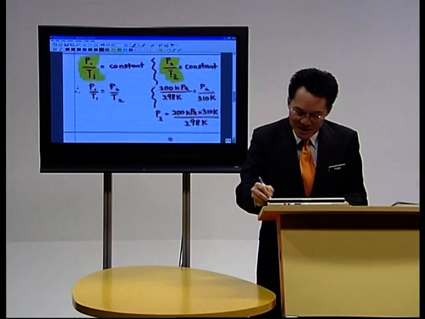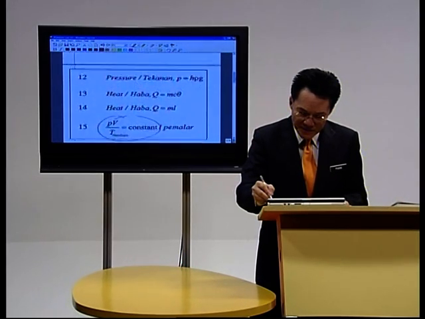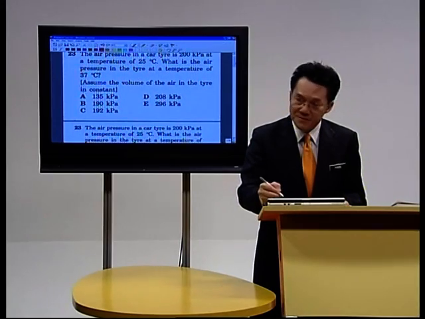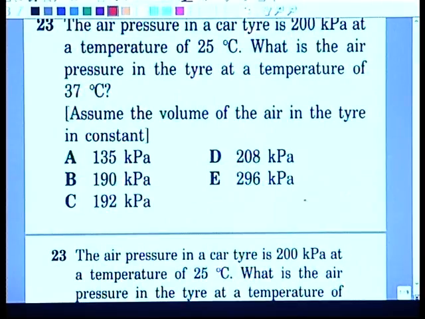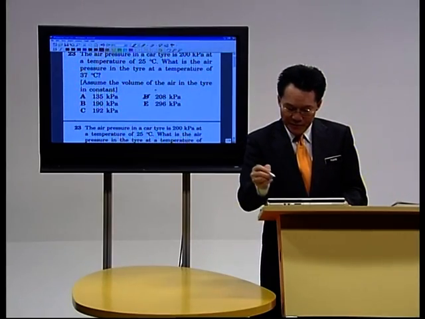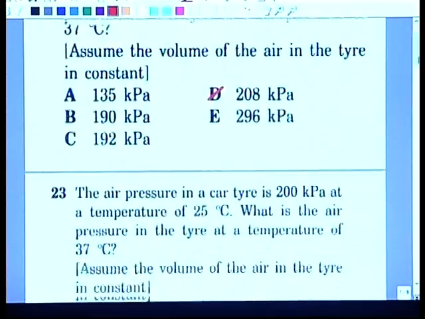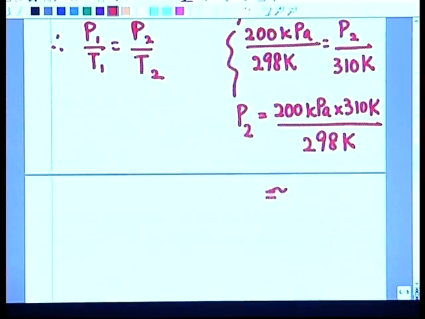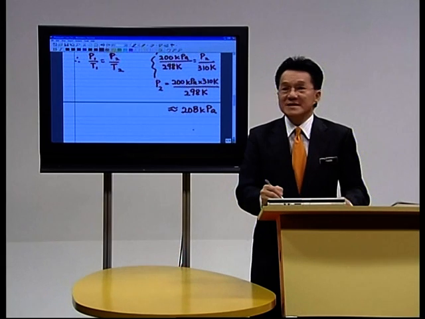And look at the question again. They give us 5 answers. And once you have calculated it, what is the answer that you obtain? It is very close to 208 kilopascal. So the rough value is about 208 kilopascal. Now isn't that simple?